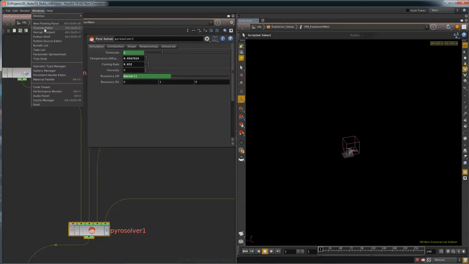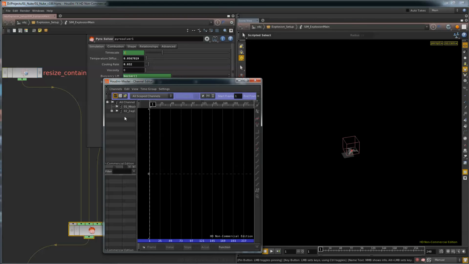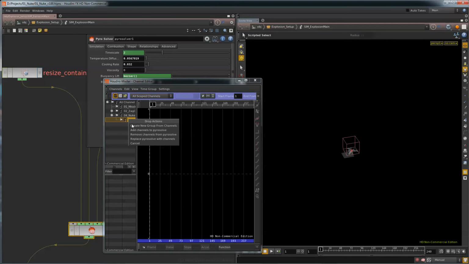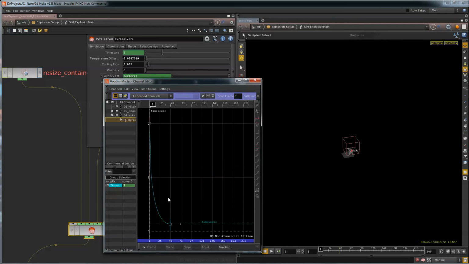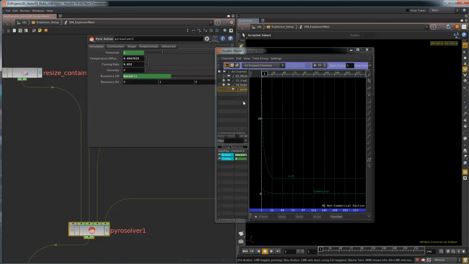Is it Alt-Shift-F? That's what it is. And so the time scale, we should let's create a group. I had these all hooked up. And so what I do is I drag this into here and then add channels to PyroSolve. And then there we go. And so I can do that, add channels. So I highly recommend doing this.